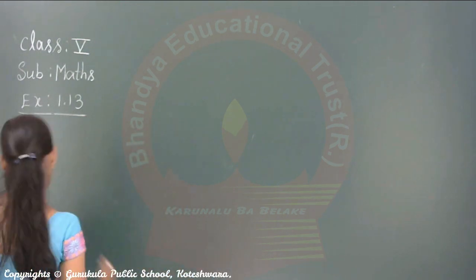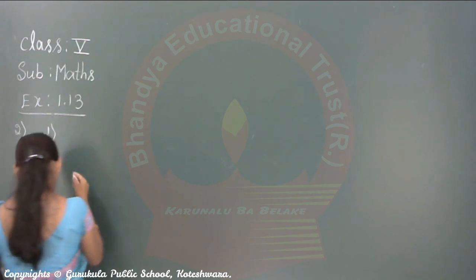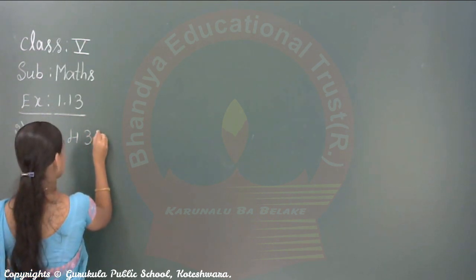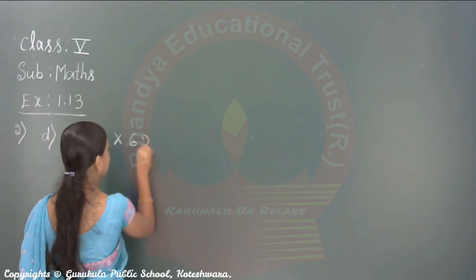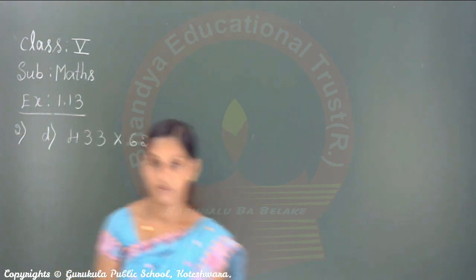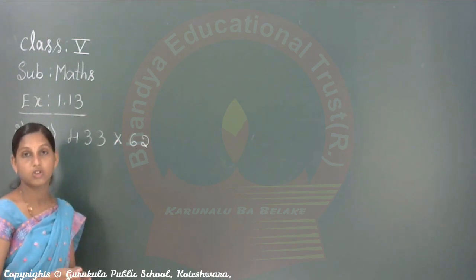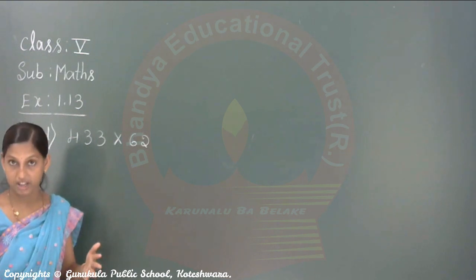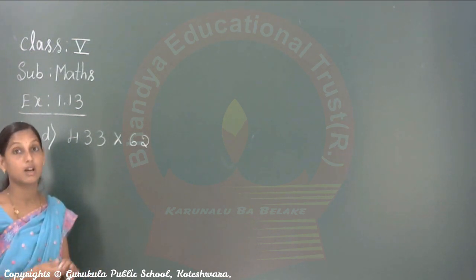Okay, so the second problem, D. You can see, 433 you should multiply by 62. It is a multiplication. Just now I said how you have to estimate in addition and subtraction. Now I will say how to estimate in multiplication.